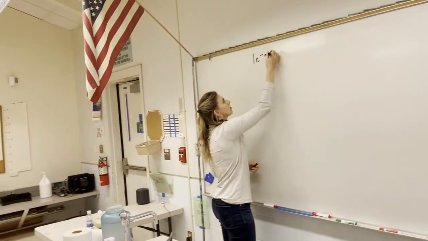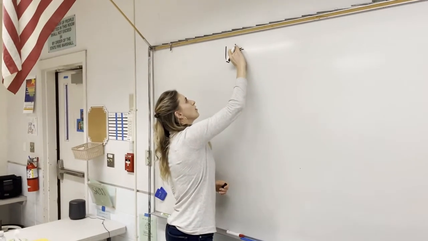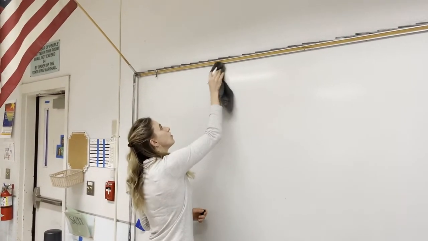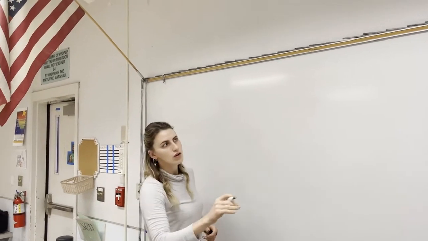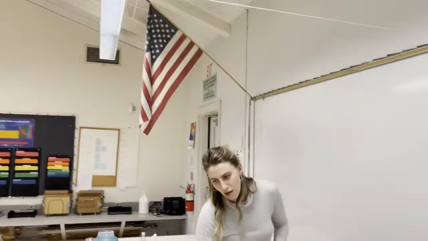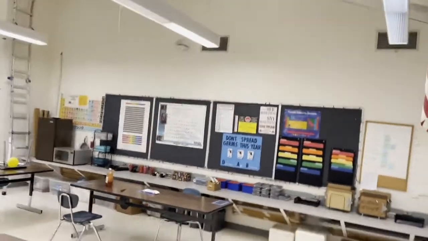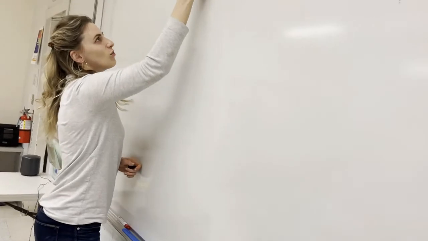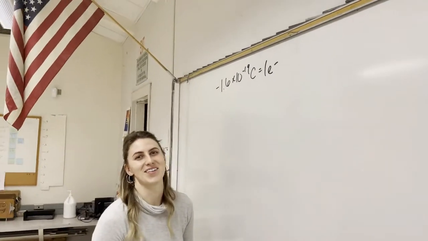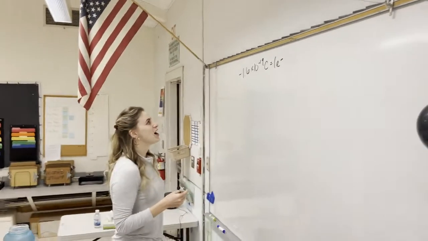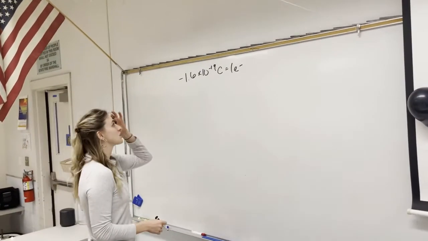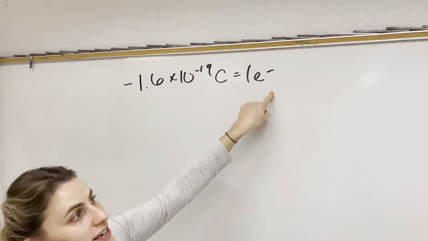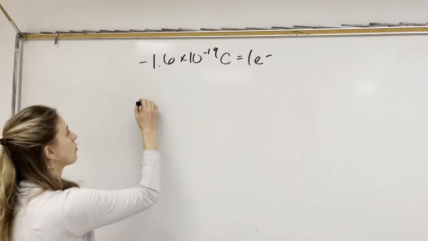Well, 1 electron is equal to negative 1.6 times 10 to the negative 19th Coulomb, right? Yes, it is. These little electrons. See, even we have to look at our notes sometimes. It's okay. And so we can make a fraction out of this, right? And it's negative here because electrons are negative, right? Okay, what is the charge on 45 electrons?